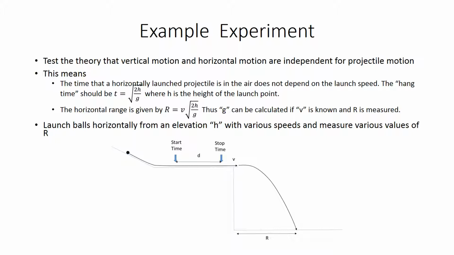Throughout this presentation, we will do the Excel manipulations using an example experiment. The purpose of the experiment is to test the theory that the vertical and horizontal motions of a projectile are independent. This means that the projectile's hang time does not depend on the horizontal speed when the projectile is launched. It also means that the gravitational acceleration can be determined by measuring the projectile's range at various launch velocities. A graph of range versus launch speed should be a straight line, and the value of the gravitational acceleration can be calculated from the slope.